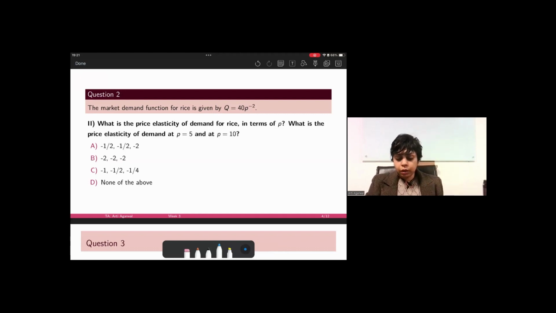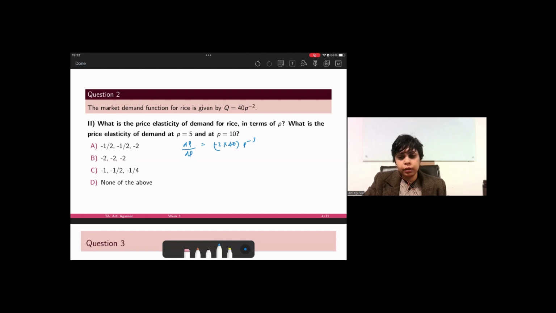Okay, so this is not very difficult if you understood what I had explained. So let's go with the calculus part first. dq by dt is equal to minus 2 into 14 into p to the power of minus 3, right? Is this clear for everybody? Are you able to read what I have written?